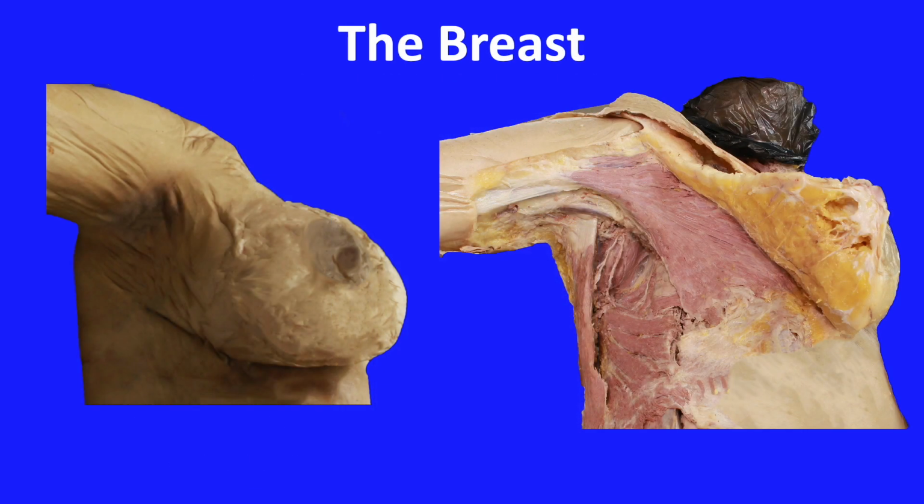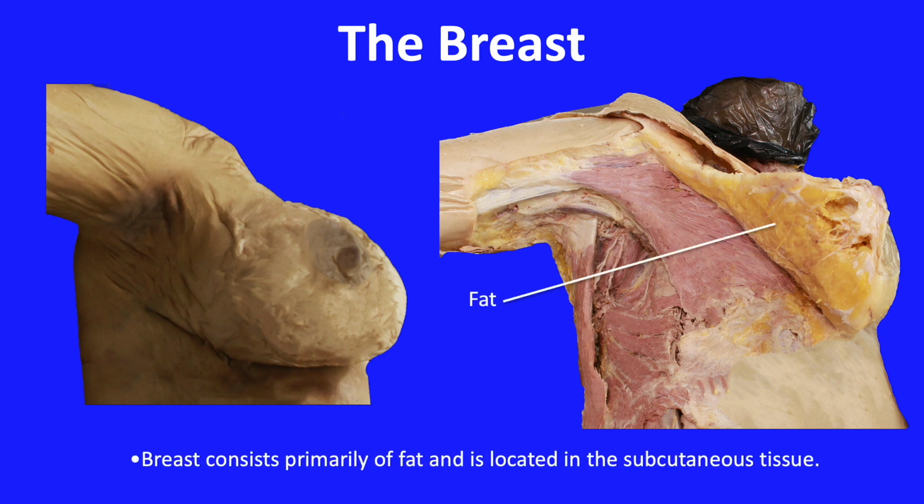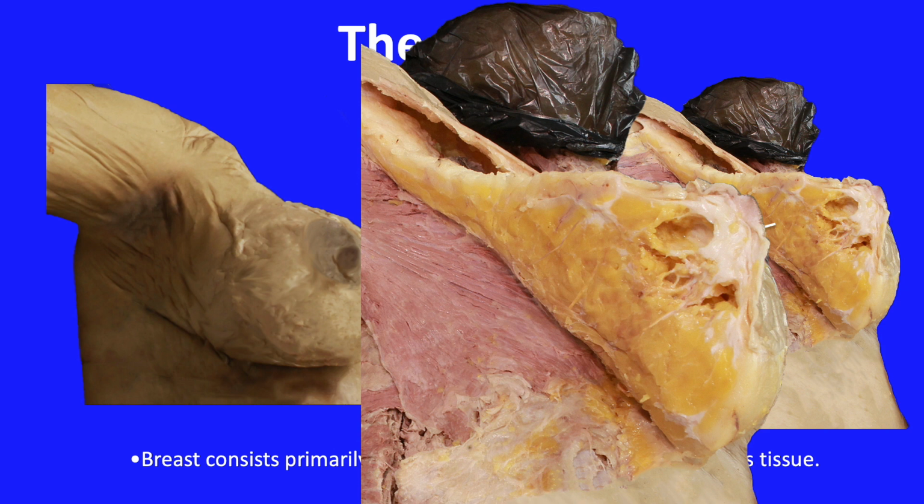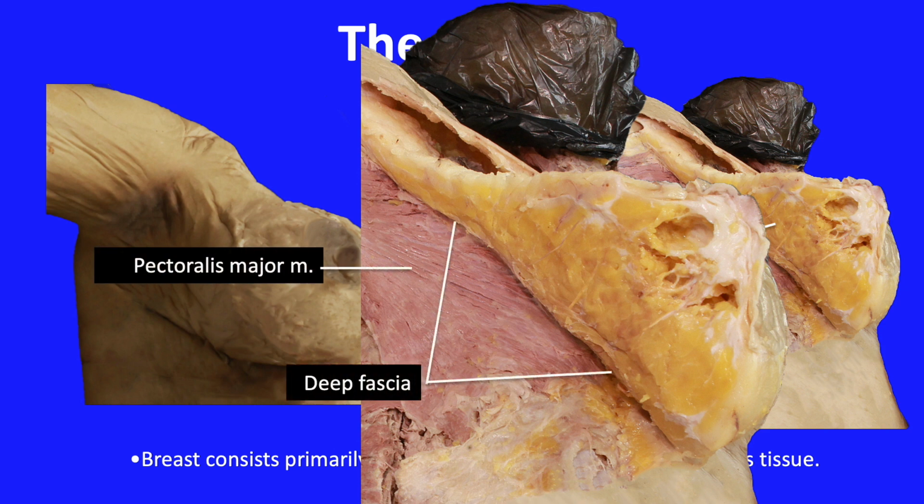On the left-hand side, a breast from a cadaver is demonstrated, and on the right, the same breast is exhibited after cutting away half of it to expose the underlying muscle layer. The breast consists primarily of fat and is located in the subcutaneous tissue. If I now zoom in on the cut edge of the breast, note the fat on the breast is completely above the deep fascia of the pectoralis major muscle. The deep fascia was removed from the pectoralis major muscle to expose this muscle in the dissection.